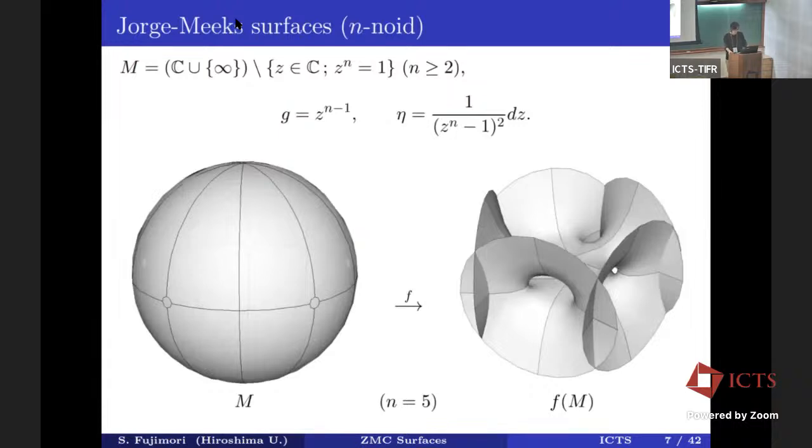Also, now we consider a non-periodic surface. We have seen the periodic surfaces Schwarz D and Scherk. But here, this is a non-periodic surface called the Georgios Meeks enoid. For n greater than or equal to 2, we can set the Weierstrass data this way. In this case, the picture shows the n equal 5 case. And for n equal 2, we have the catenoid.